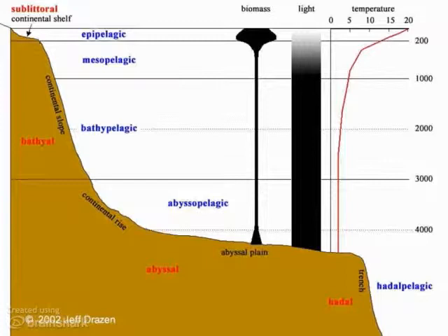This image is a more detailed picture of the zones. You can see all the ones that we talked about in the benthic environment, the sublittoral, bathyal, abyssal, hadal, and so on. But the ones in the pelagic environment, we don't really talk about a whole lot, like the epipelagic, mesopelagic.